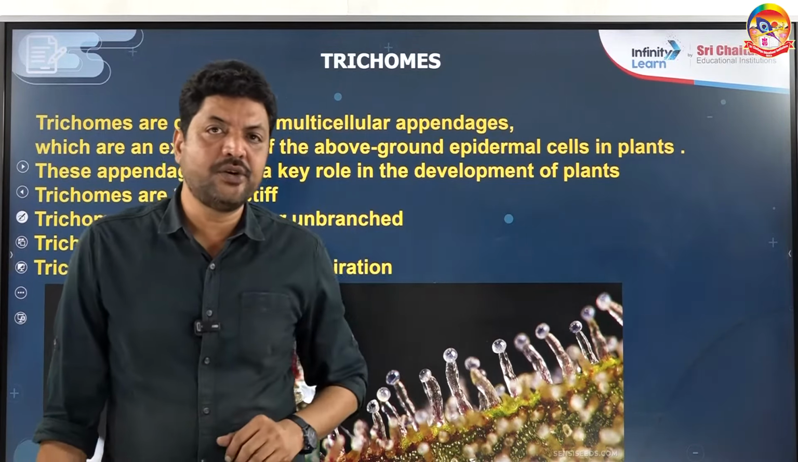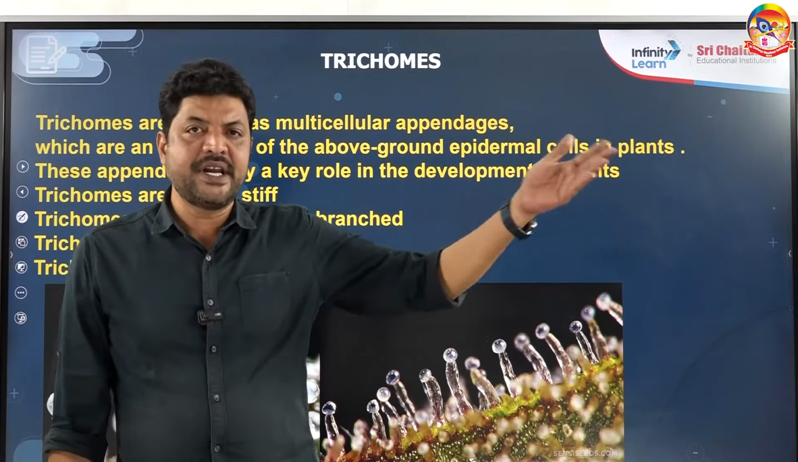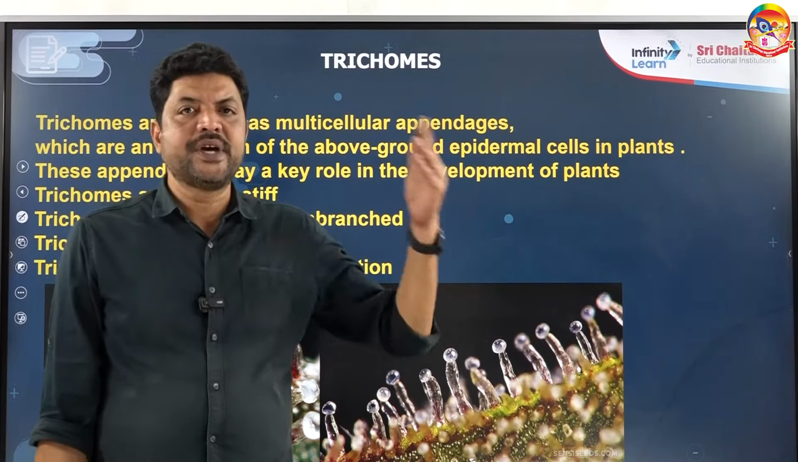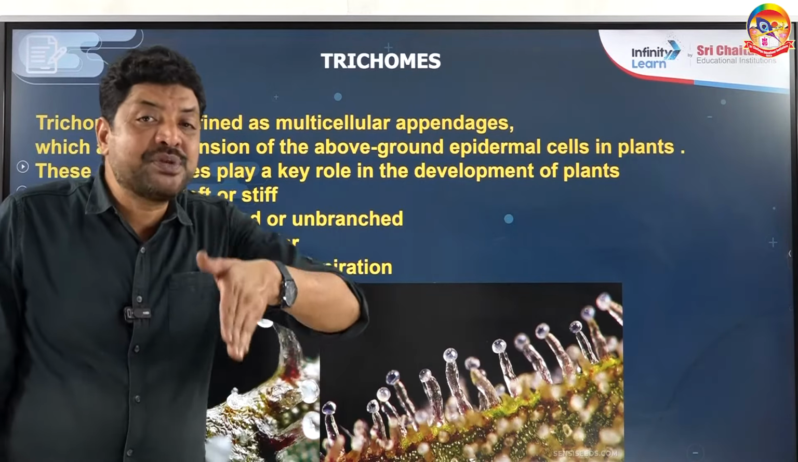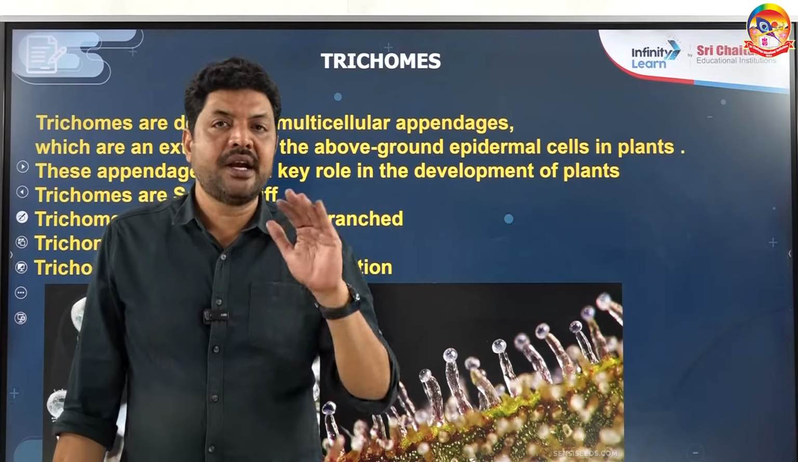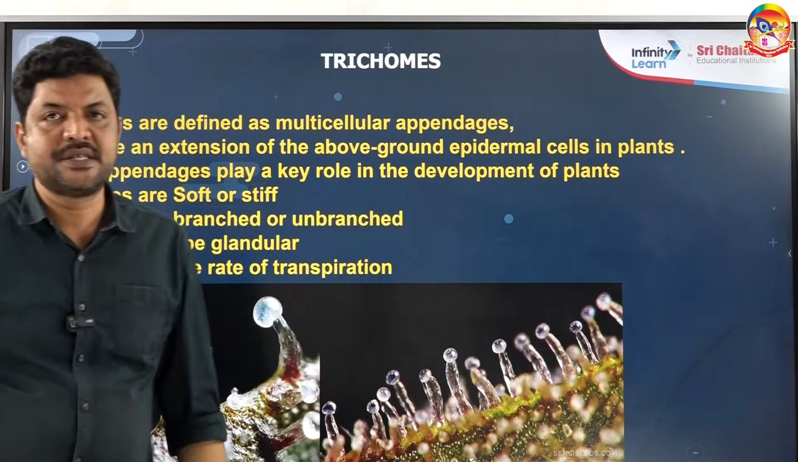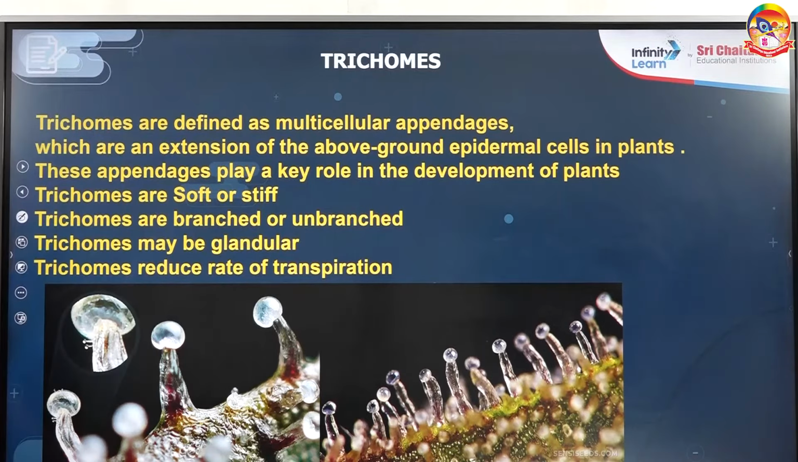Root hairs are present in root only, and trichomes are present on stem and leaf. Root hairs are underground, trichomes are aerial. Root hair helps in the absorption of water, and trichomes prevent loss of water. These are the fundamental differences between root hairs and trichomes, which are extensions of above ground epidermal cells in plants.